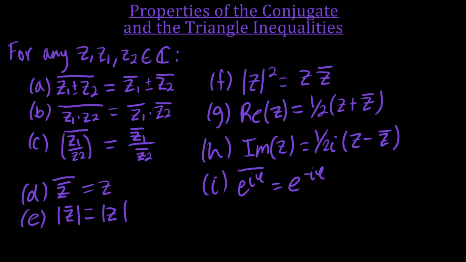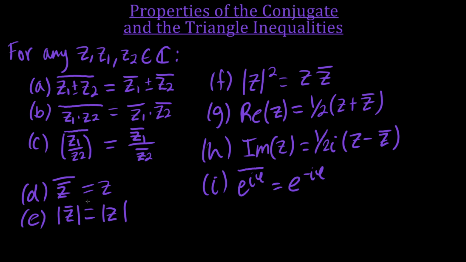Property B essentially says the same thing, but for multiplication. So we have that the conjugate of z1 times z2 equals the conjugate of z1 times the conjugate of z2. Property C says the same thing for division. So the conjugate of z1 over z2 is equal to the conjugate of z1 over the conjugate of z2. Property D states that the conjugate of the conjugate of z equals z. So taking the conjugate twice simply returns the original number.